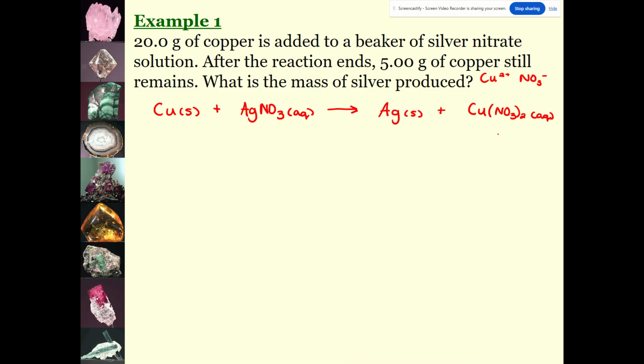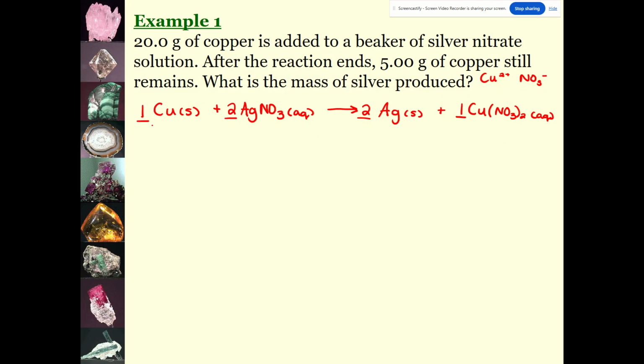Then I balance my reaction. I have 2 nitrates on my product side and only 1 nitrate in my silver nitrate. So I need to put a 2 in front of that, giving me also 2 silvers. So I need to put a 2 in front of my silver. And then the rest of my reaction, I can either leave blank or put 1s.